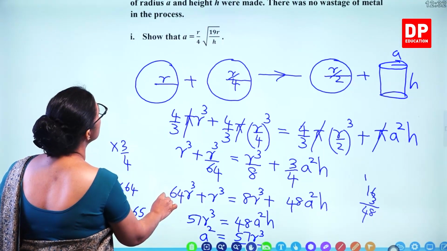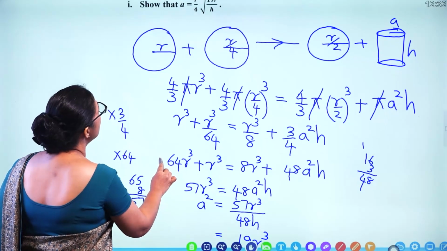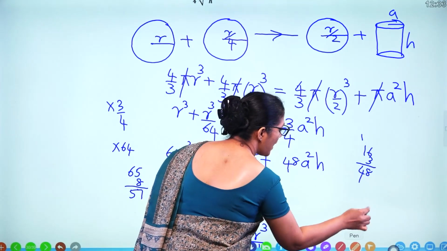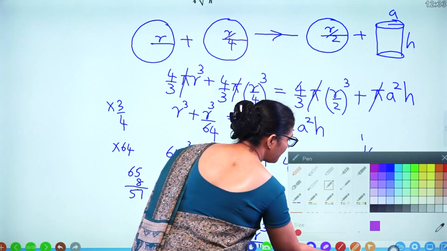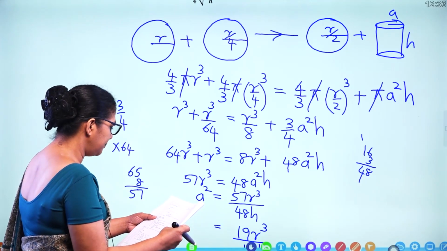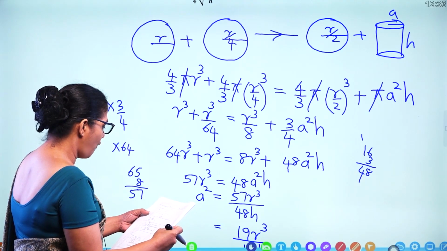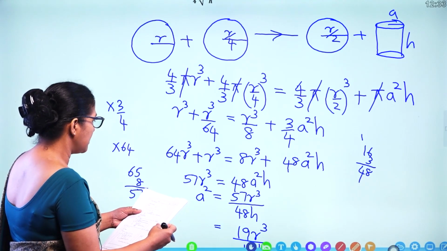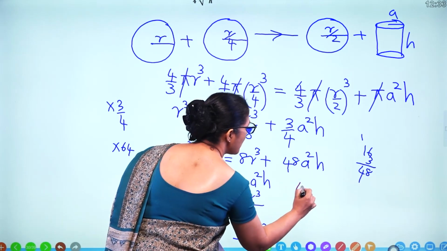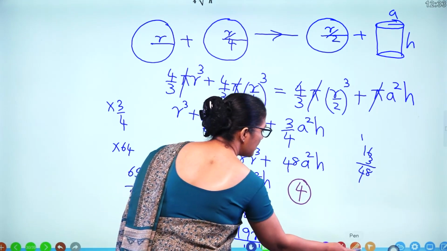Show that this one. So that's the first part. How many marks for that? So you are getting 4 marks for showing this answer.